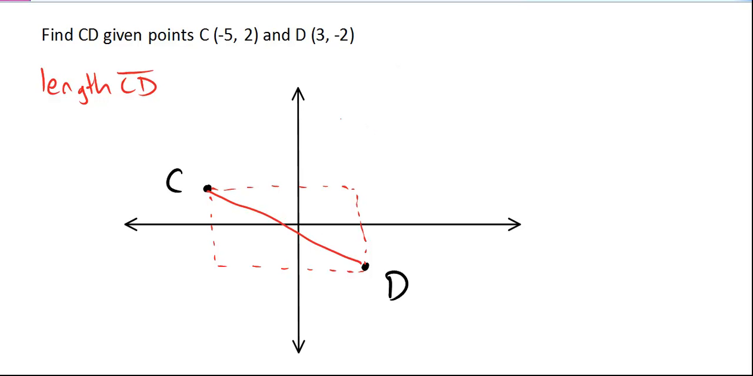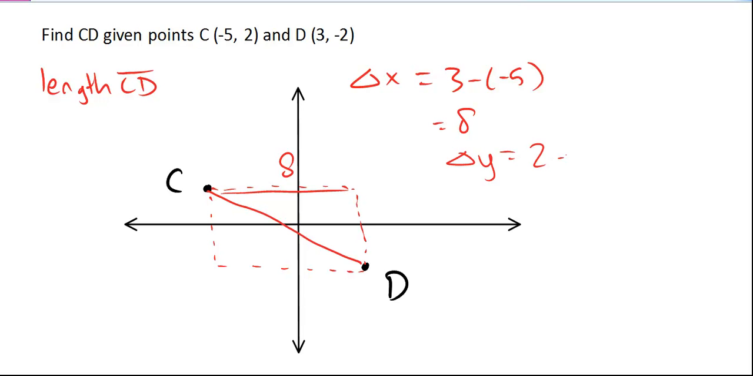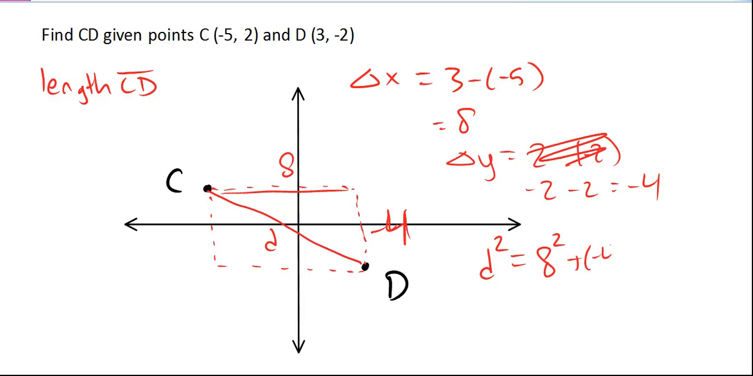We can do it by counting, or we can do it almost like we were doing slope. The change in x, of course, is going to be 3 minus -5, which is 8. That's this distance here. Right? The change in y would be 2 minus -2. Actually, I've done that in the wrong order. I should be more careful. And it's -4. Of course, that doesn't matter when I'm calculating the distance formula. Why is that? Well, because when I square a negative number, it's going to become positive, right?